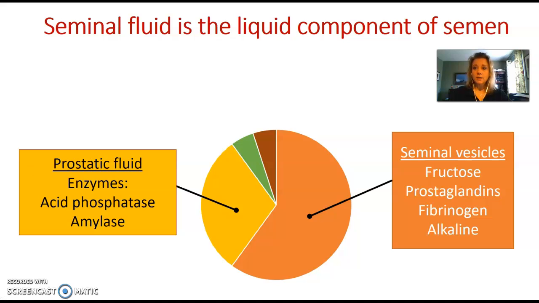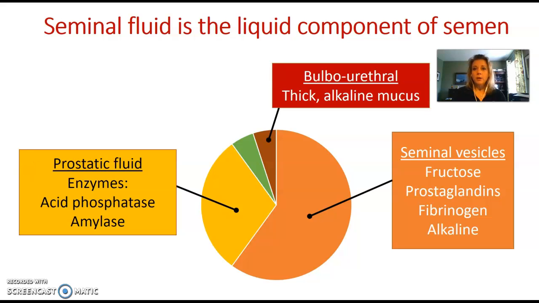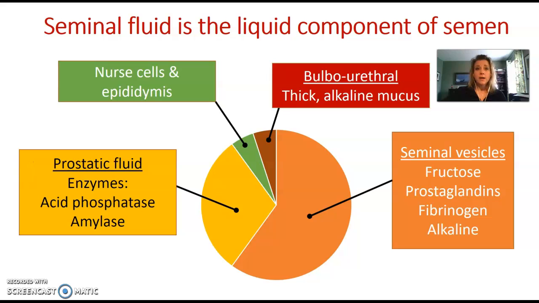Prostatic fluid, or fluid that is secreted by the prostate, contains two enzymes, acid phosphatase and also amylase, and we'll talk about that in a little bit. The bulbo-urethral gland is going to secrete alkaline mucus, and so again, that's alkaline, that's a basic solution. It's going to protect the sperm in that acidic environment of the female reproductive tract. And then cells called nurse cells, which are found in the seminiferous tubules, as well as the epididymis, are also going to contribute secretions to the semen in order to help support those sperm on their journey.